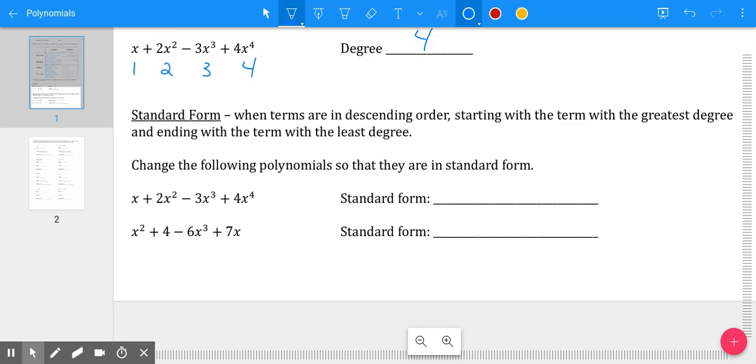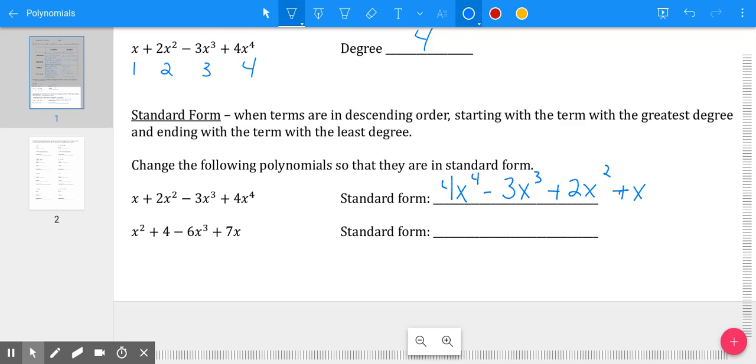So if we rewrite the first one, the highest power is power 4, so we want that 4x to the 4th term to come first. Then our next highest power is the third, so we're going to do negative 3x cubed, followed by our second power, which is plus 2x squared. And then finally, our last one would be plus x, since it's a power 1.